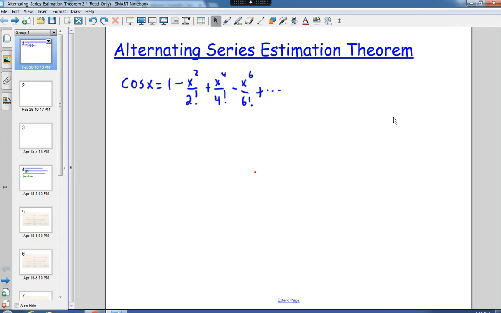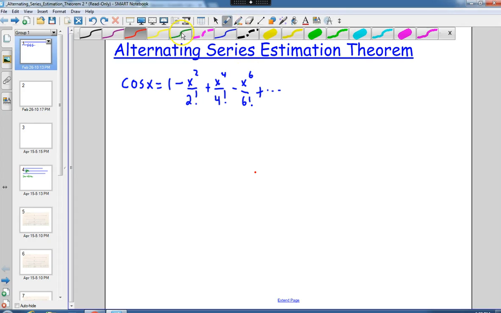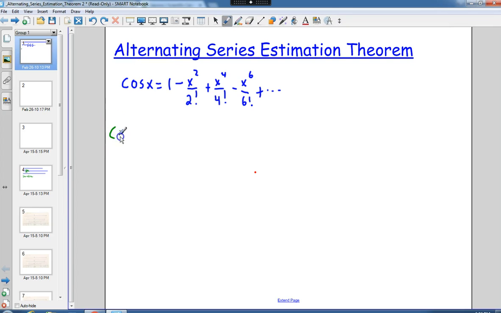So to show you how this works, I would like to work with the cosine Maclaurin series, and in particular, I'm going to use that to try to approximate the cosine of 1 by looking at partial sums of this particular Maclaurin series. Now, one of the conditions to applying this particular theorem is that we need an alternating series, and hopefully you would agree that the Maclaurin series for cosine is an alternating series.